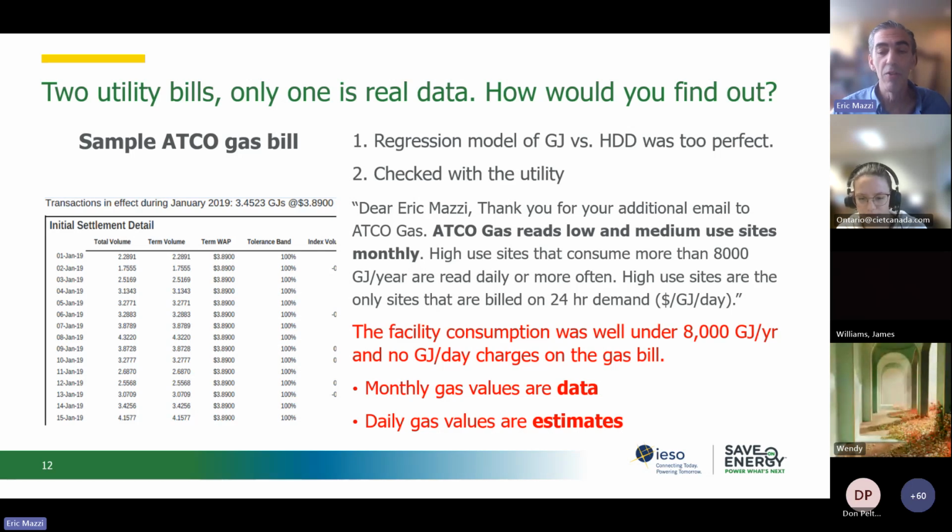So long and short is, it was very clear this is not a high consuming site. It's much less than 8,000 gigajoules. Plus the fact that the regression model was just too perfect. So very clearly, these daily numbers in the bill were estimated numbers. So for me to treat those as metered daily numbers would be wrong.